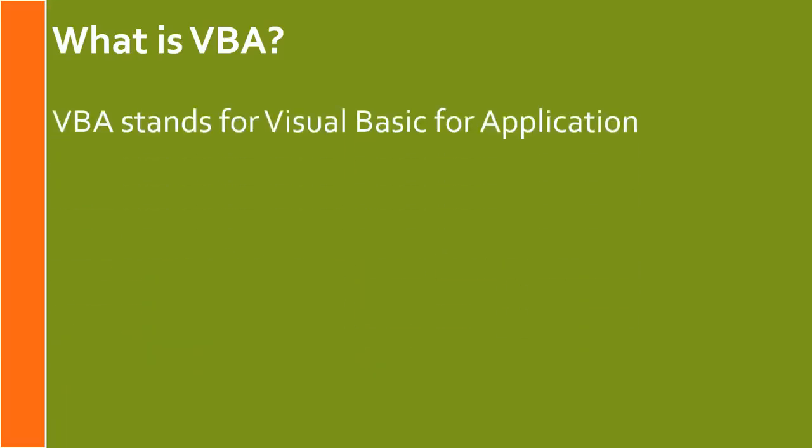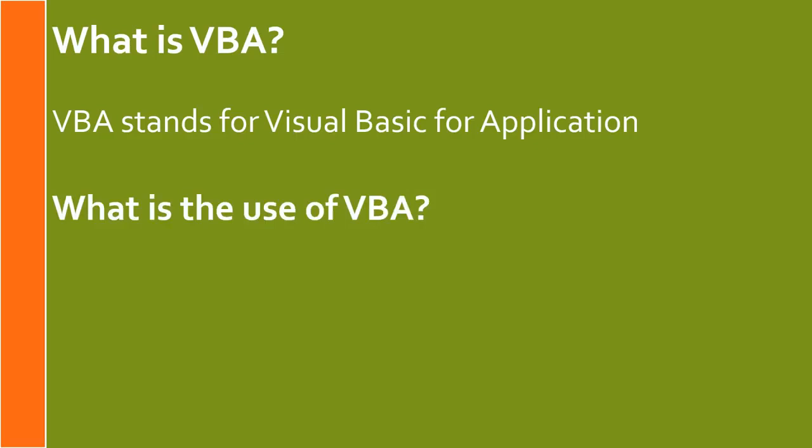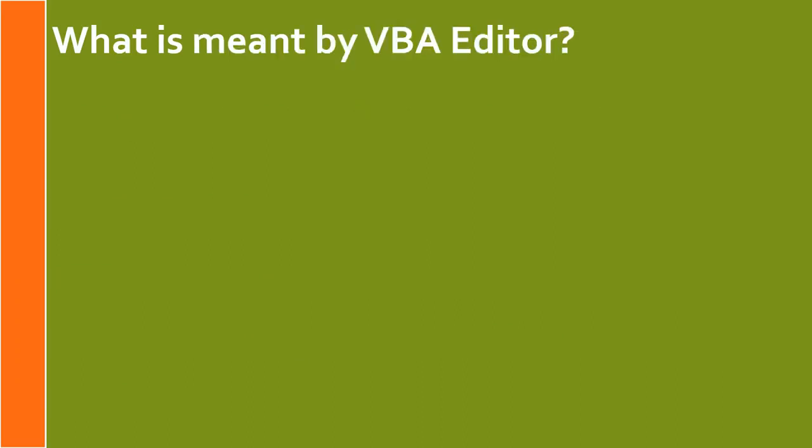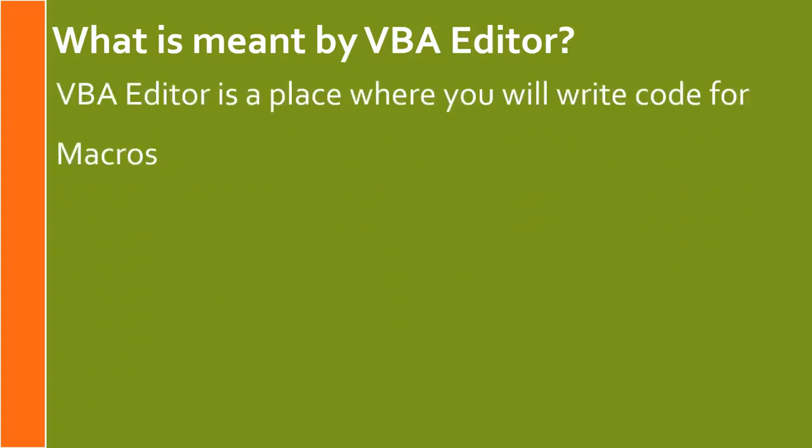VBA stands for Visual Basic for Application. What is the use of VBA? VBA is used to create macro using sub-procedure or function to automate Excel, Word, PowerPoint, and Access. What is meant by VBA editor? VBA editor is a place where you will write code for macros to automate the Excel.